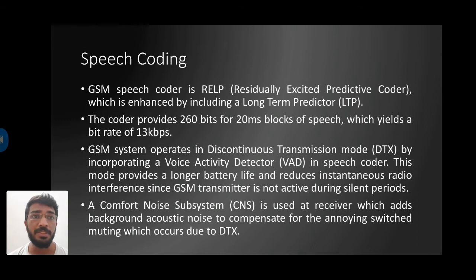The GSM system operates in discontinuous transmission mode by incorporating a voice activity detector in the speech coder. This mode provides a longer battery life and reduces instantaneous radio interference, since the GSM transmitter is not active during silent periods. A comfort noise subsystem is used at the receiver side, which adds background acoustic noise to compensate for the annoying switched muting which occurs due to DTX.